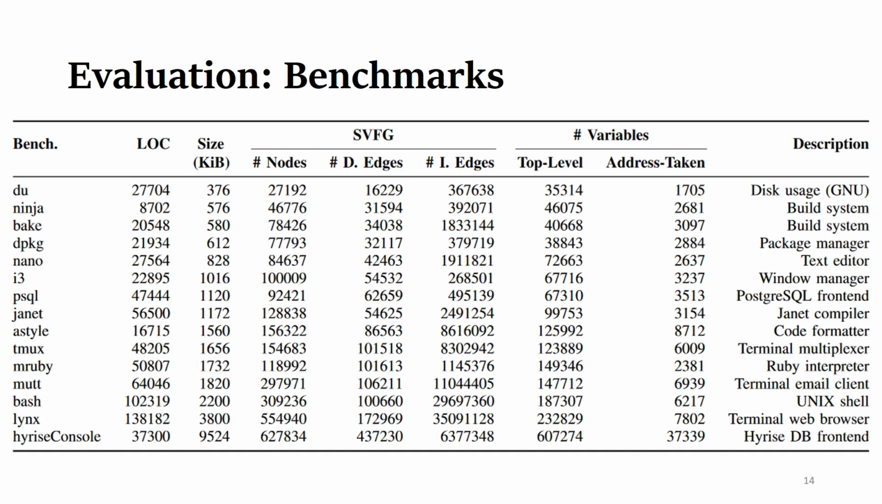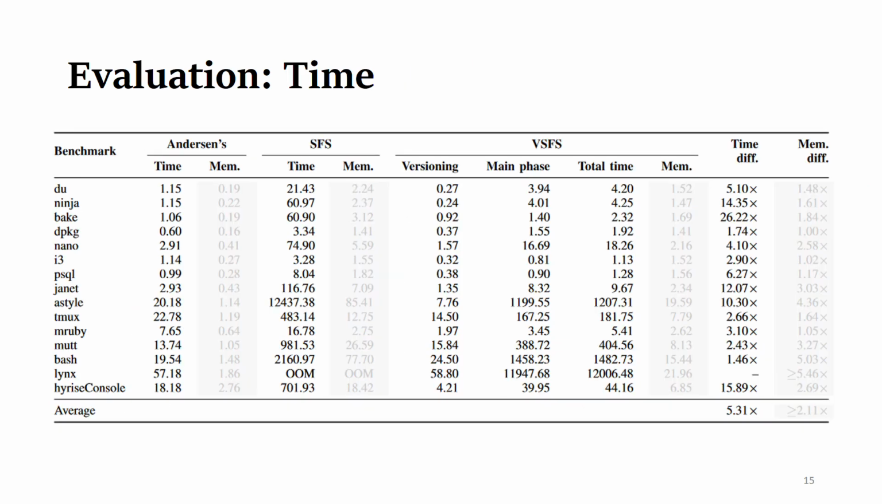We gave SVF a maximum of 120 gigabytes to analyze each of these programs, and a maximum of 12 hours to analyze each of these programs. No analysis exhausted the time limit, however. First, we look at analysis time. The Anderson's column shows the time taken for a flow-insensitive analysis, which is actually what we built the memory SSA form and the SVFG from. The times are generally much lower than the main phase of any flow-sensitive analysis.